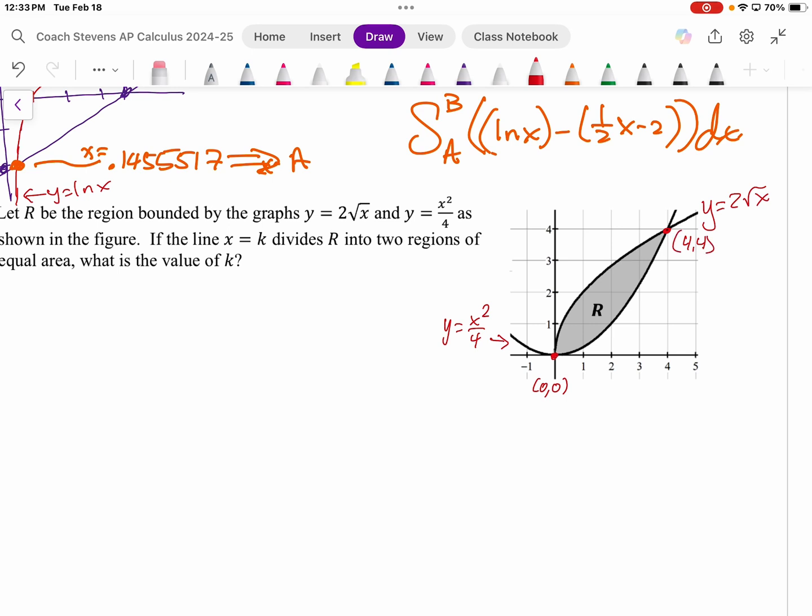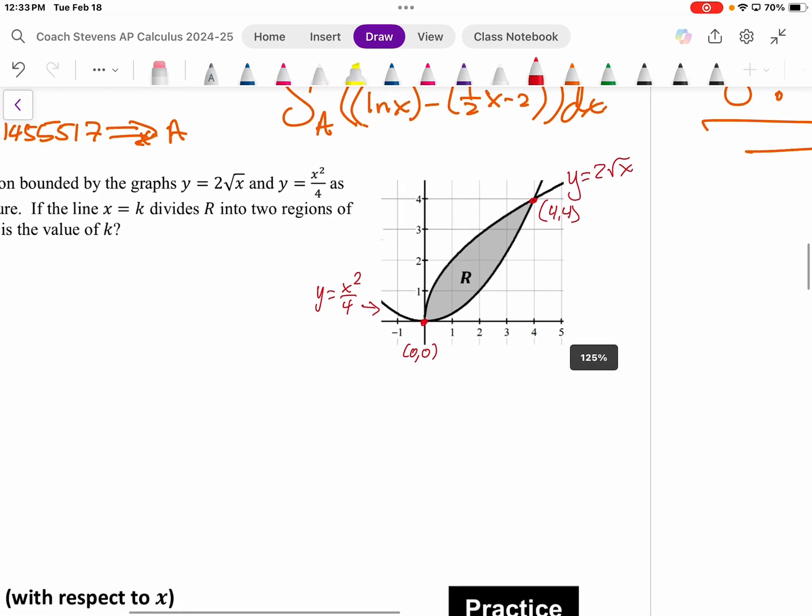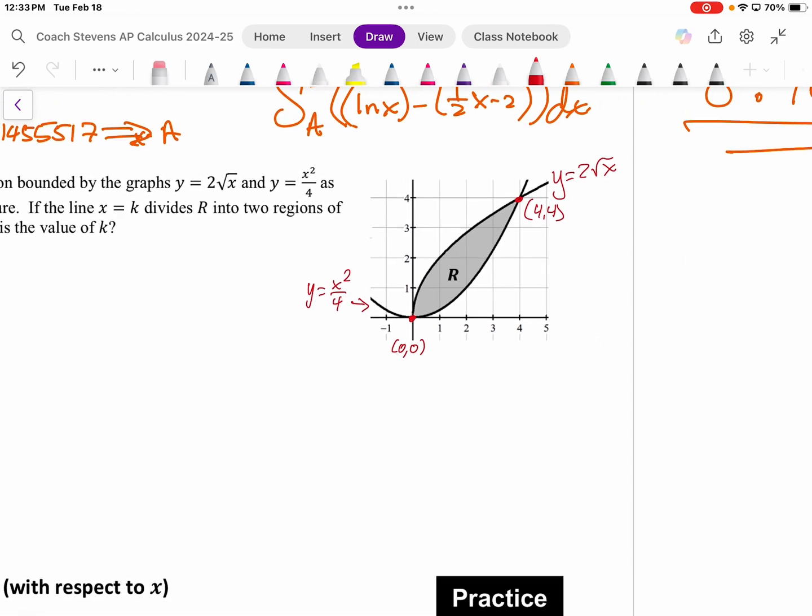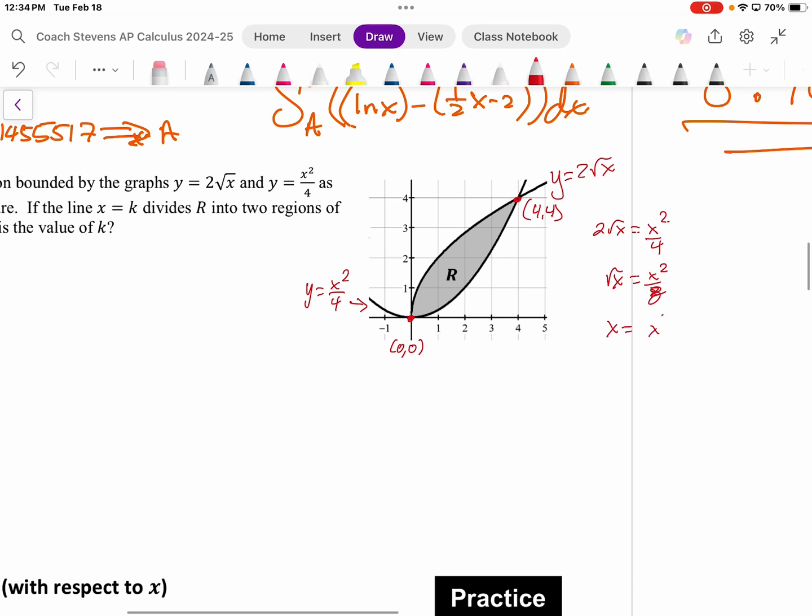Now, in case they weren't and you had to find your A and B, you could go through and solve it. You could say, okay, 2 square root of x equals x squared over 4. When do they equal each other? I would multiply by 2, get the square root of x equals x squared over 2. Actually, I'd divide by 2, so that'd be over 8, sorry. Then I would square both sides and get x is equal to x to the 4th over 64.